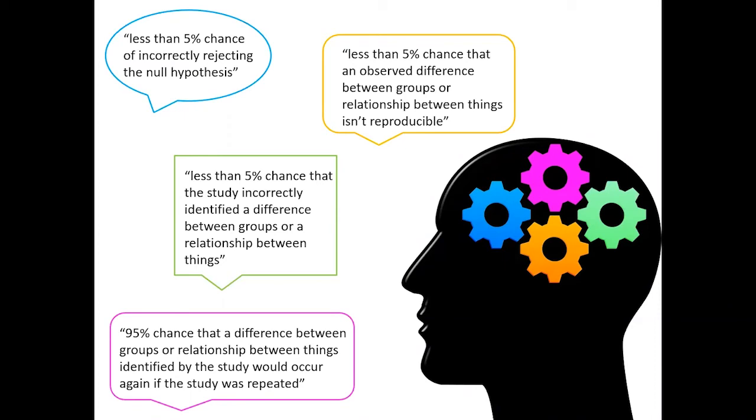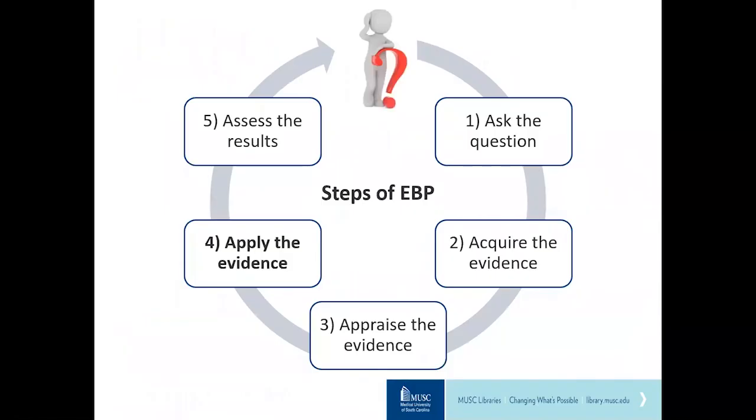That's very 8th grade science fair project. But if we're thinking about it more in relationship to how we'd explain it in the real world, it'd be like there's a 95% chance that the difference between groups or relationships between things in a study would occur again if the study was repeated. So kind of taking that 0.05 and focusing on the inverse. Okay, we've reached the point where we're ready to move from appraising the evidence to applying it.